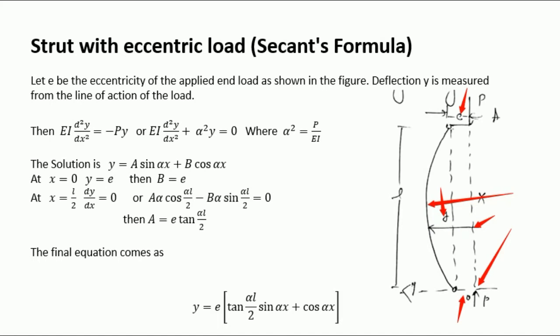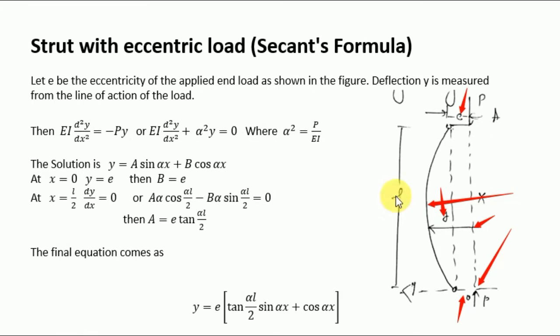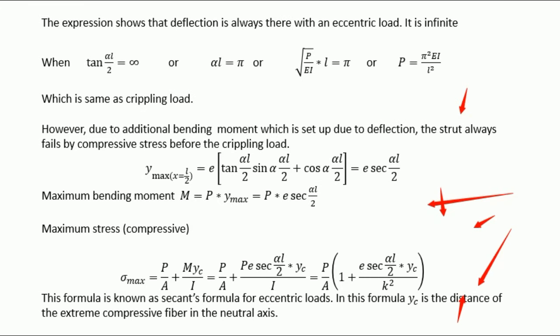Let's move ahead because we have to find the value of P. The expression shows the deflection is always there with an eccentric load. It is infinite if we put the value of tan(alpha L upon 2) equal to infinity. Then we have alpha L by 2 equal to pi by 2, because we know that tan has a value of infinity at pi by 2.